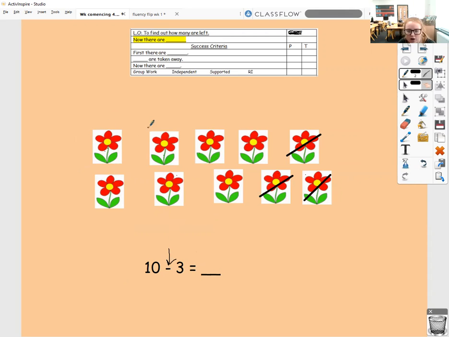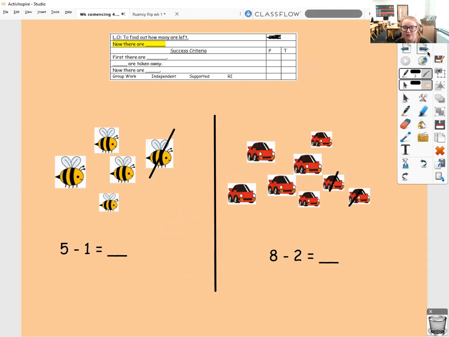Let's have a count. 1, 2, 3, 4, 5, 6, 7. So 10 subtract 3 equals 7. Or 10 take away 3 equals 7. We can say that as first there are 10, then 3 are taken away. Now there are 7. Or we can say that 10 take away 3 equals 7.